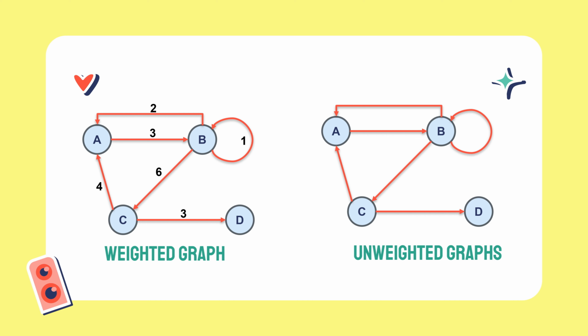Weighted graph. Each edge has a weight or cost. Imagine a map where edges represent the distance between cities. Unweighted graph. All edges are equal. Think of a social network where each connection is simply present or absent without any cost.